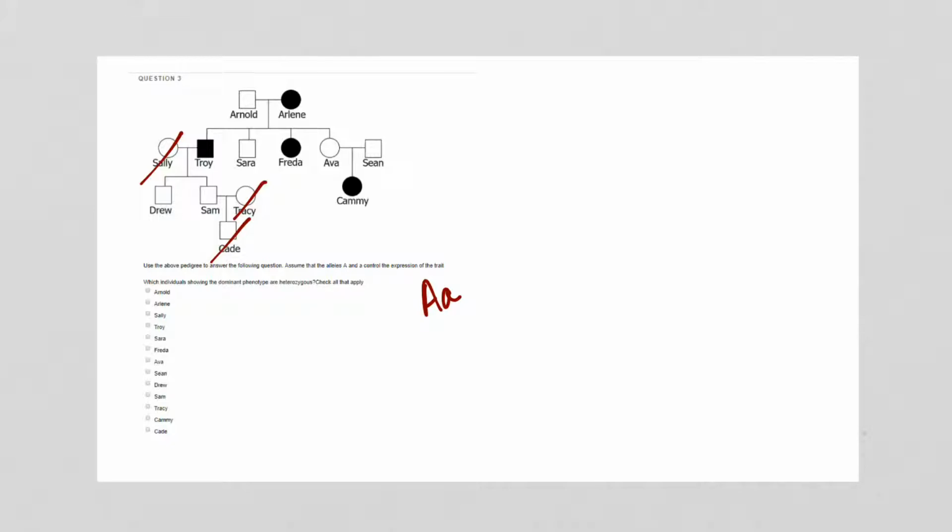So that would include Arnold. I'm going to circle him. We could also have Sarah, Ava, Sean, Drew, Sam, and that should be all of them. Okay, so those are all the individuals that we know are going to be heterozygous.